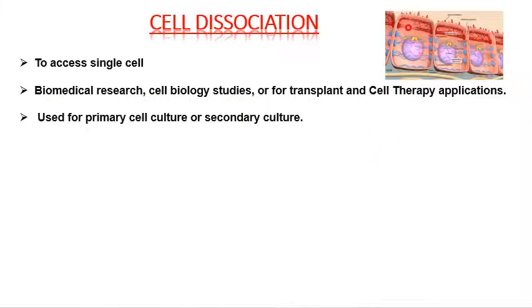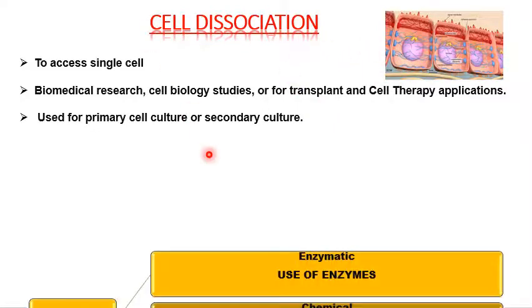Here you can see a picture where the cells are attached with each other, that is intercellularly, and with the matrix also. So these are linked with the help of certain proteins. By breaking up these proteins, the cells are released so that we can isolate a single cell.